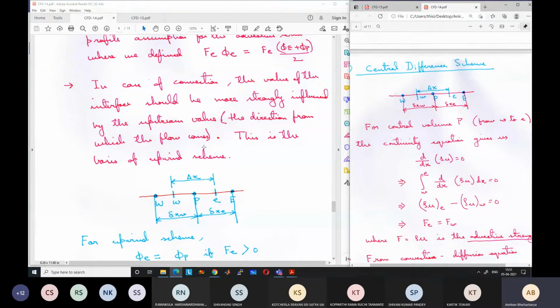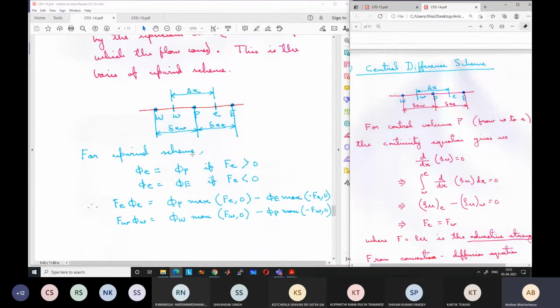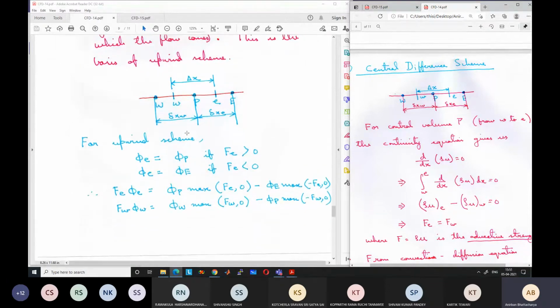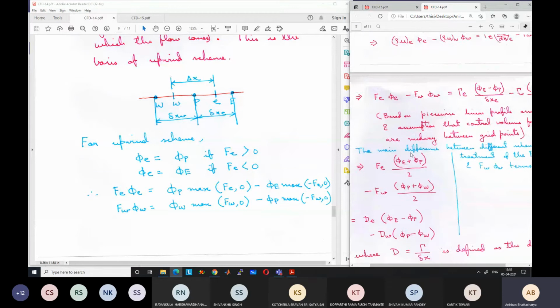So again, we have the same discretized domain. We have a grid point P, and the corresponding control volume is from small w to small e, having a length of delta x. Adjacent grid points are capital E and capital W, and the distance between the adjacent grid points is delta xe and delta xw. Okay. So for upwind scheme, we define this phi small e as follows. I will keep the central difference scheme open here. In the central difference scheme, it was phi capital E plus phi capital P by 2.